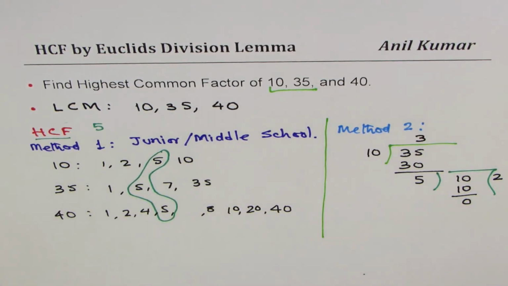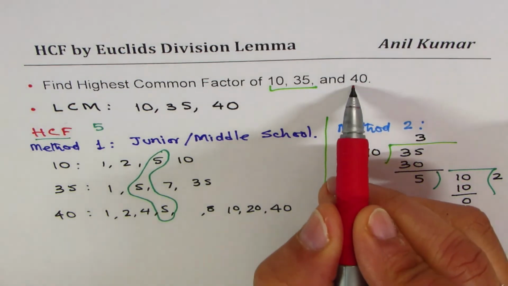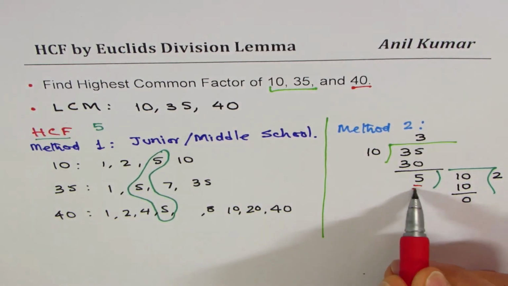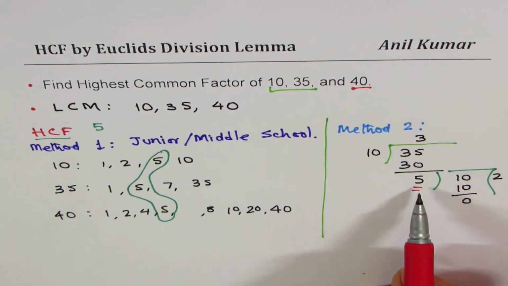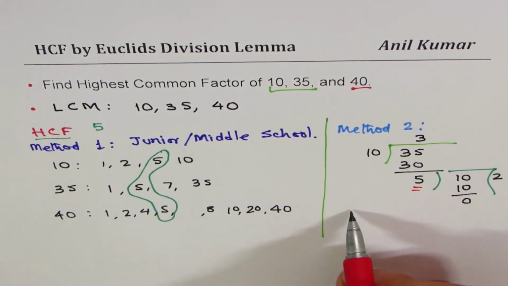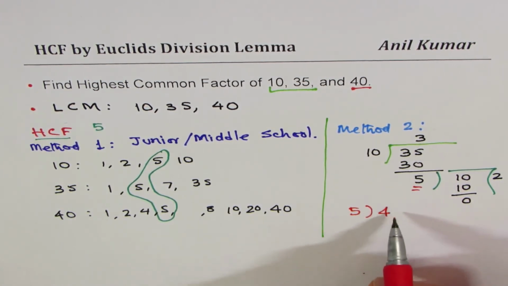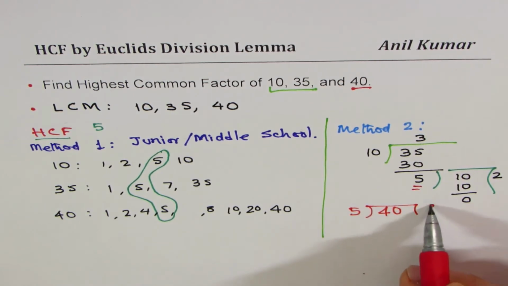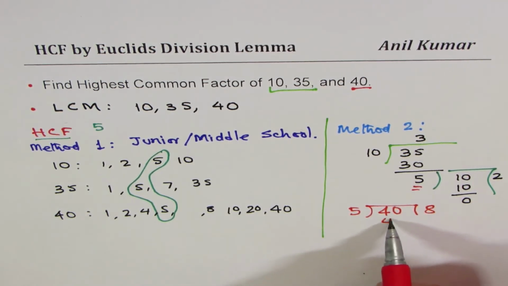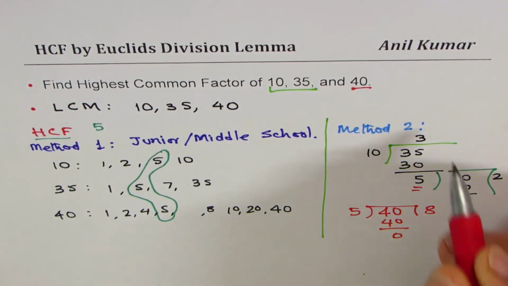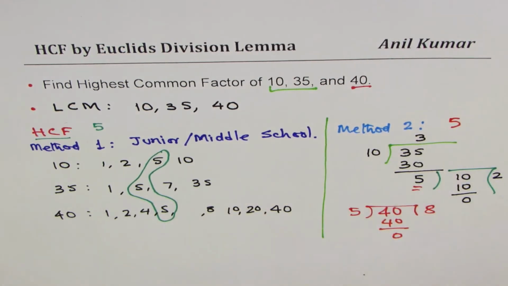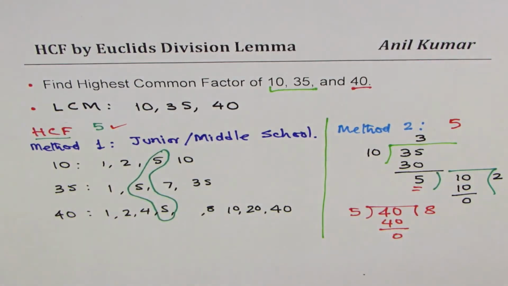Now we can take the next number, which is 40, and we'll find the HCF of 40 and 5. So now we can divide 40 by 5, which goes 8 times, right? So the remainder is 0. So we do get 5 as our answer, which is the same. Is it okay? So that becomes Euclid's division lemma method.